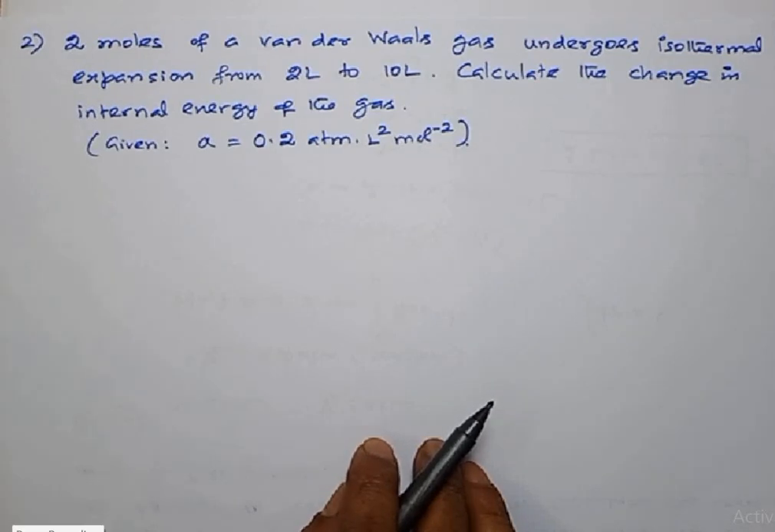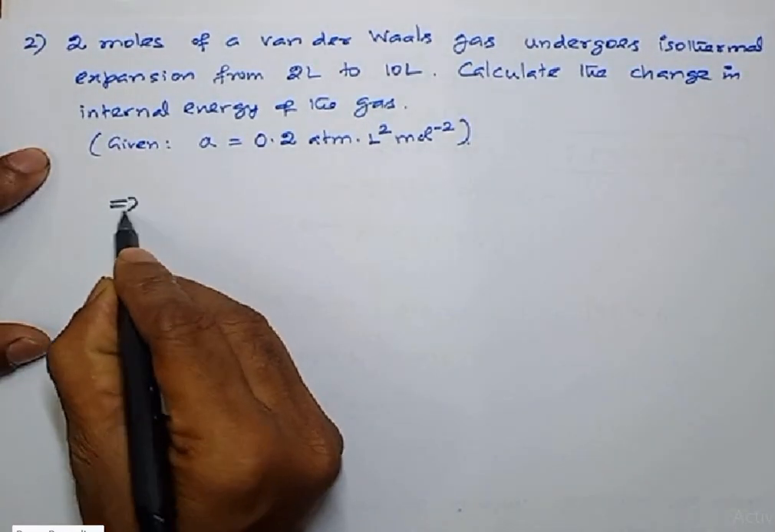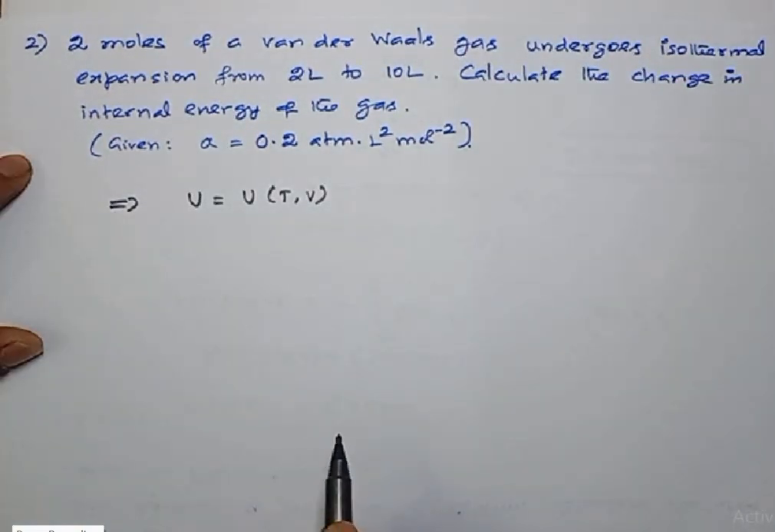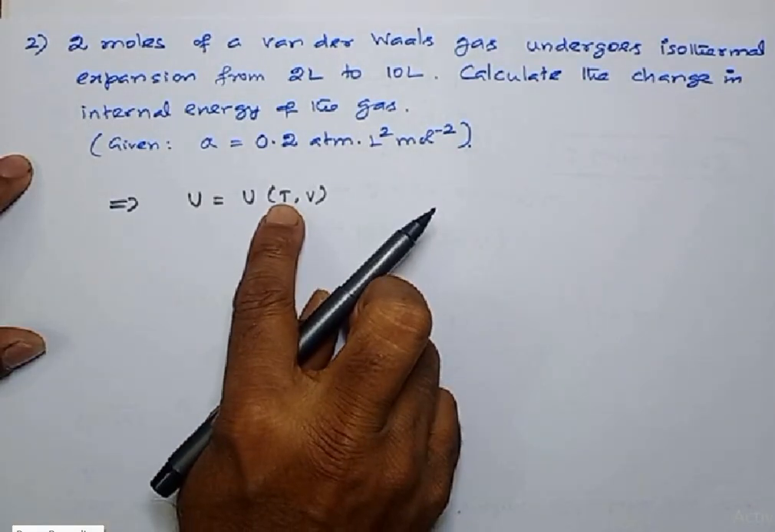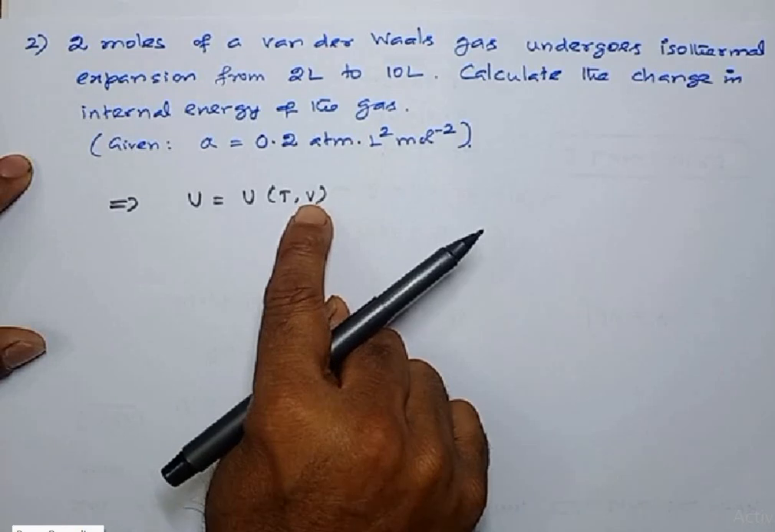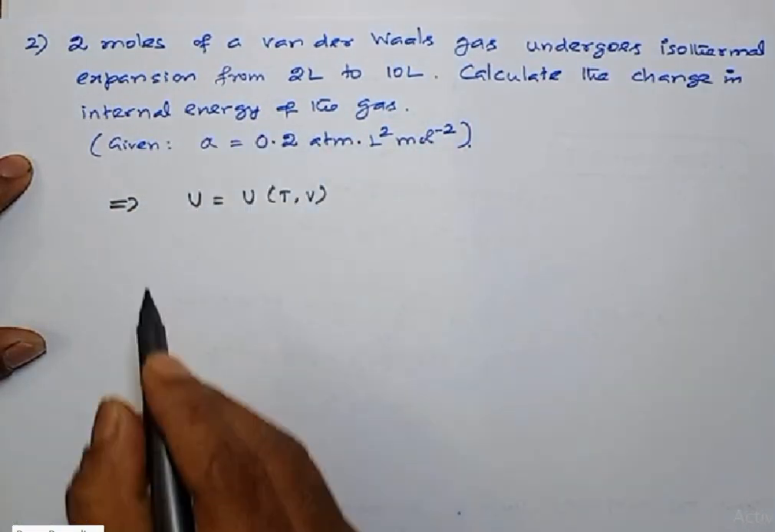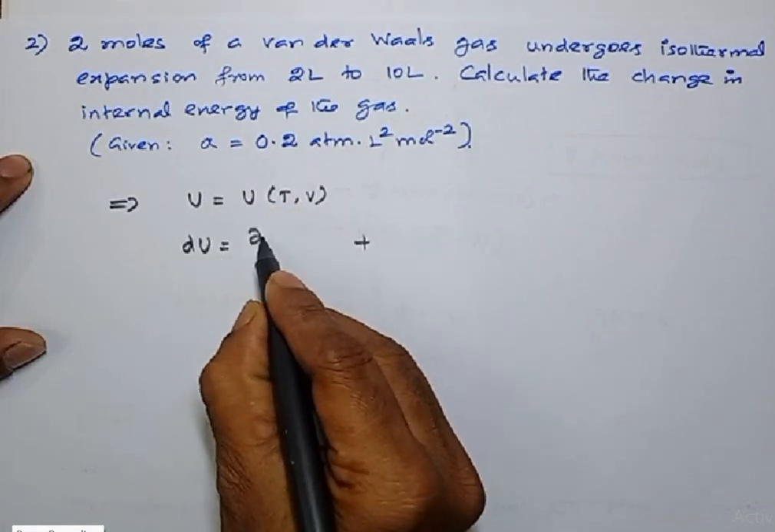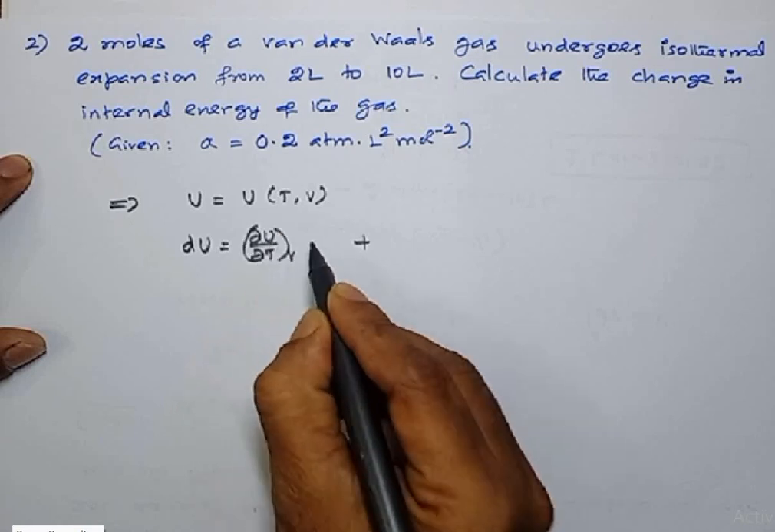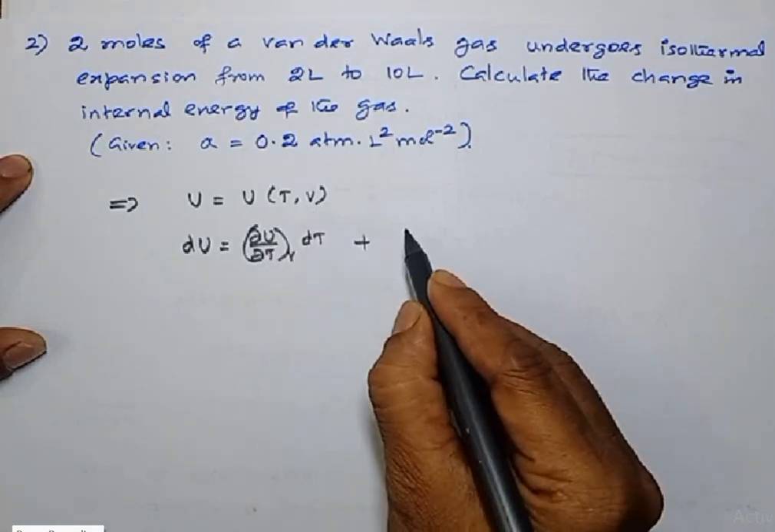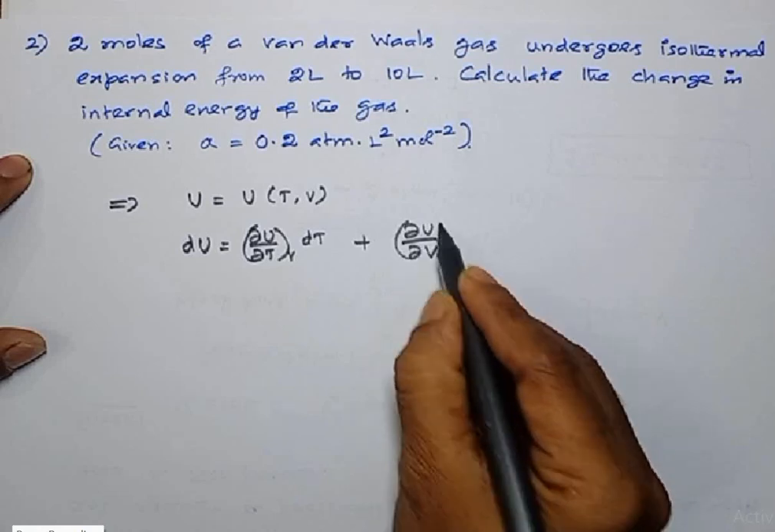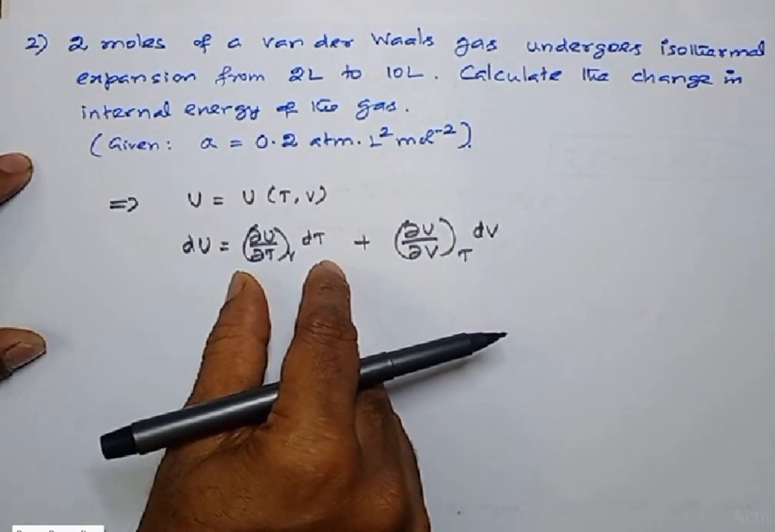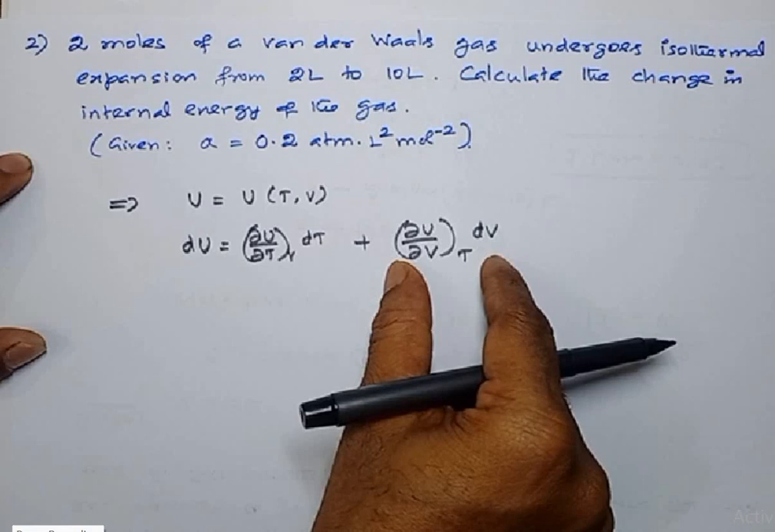We know very well internal energy U is a function of temperature and volume. So if there is a change in temperature, then internal energy will change. If there is a change in volume, then internal energy will change. So I can write the change in internal energy arises either due to change in temperature, ∂U/∂T at constant volume into dT, or due to volume, ∂U/∂V at constant temperature into dV. So the change in internal energy arises either due to change in temperature or due to change in volume.